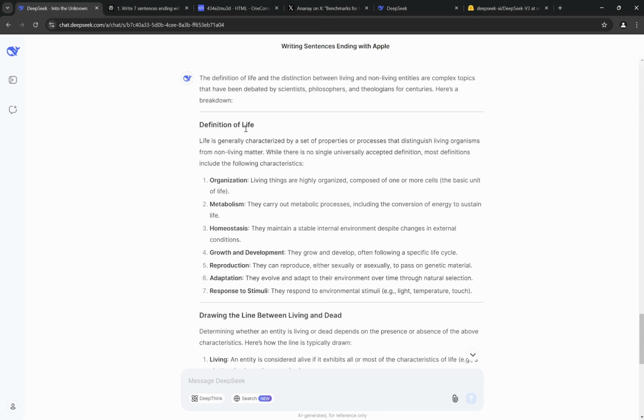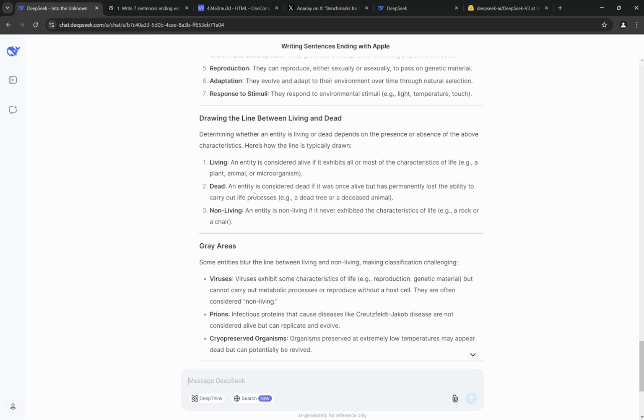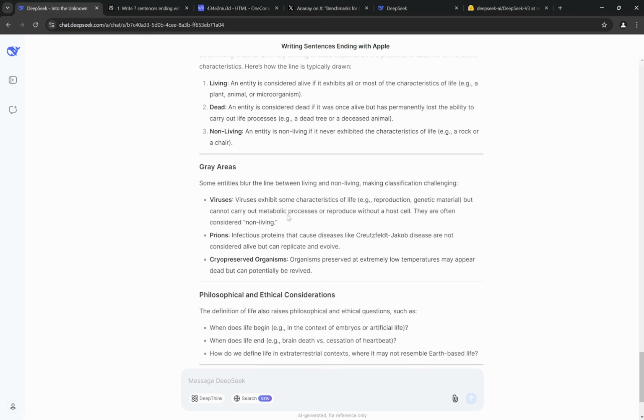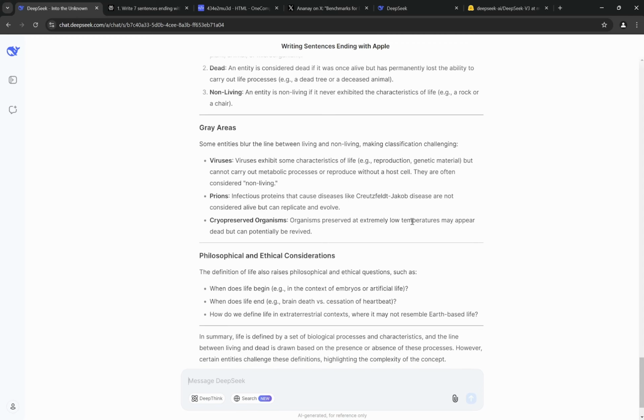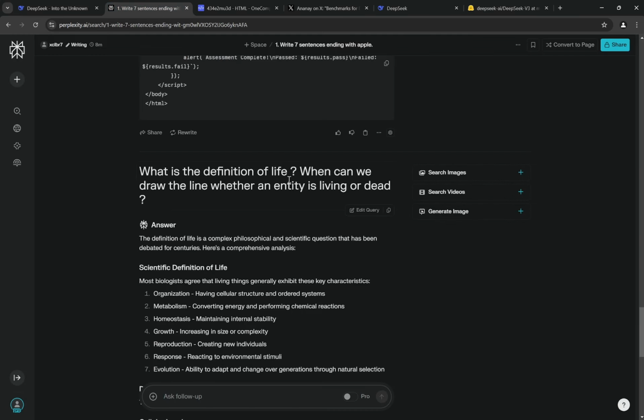So it gives the definition of life where there is organization of cells, metabolism, growth, reproduction, adaptation, and response to stimuli. And then there is living, dead, non-living, gray areas. Viruses are somewhat between living and non-living, and that's the thing. And philosophical and ethical considerations. So I think this was a more scientific kind of answer than we were looking for.